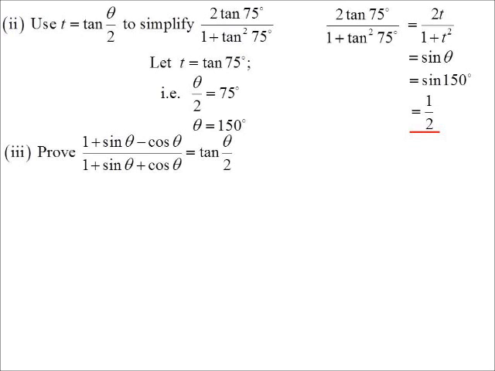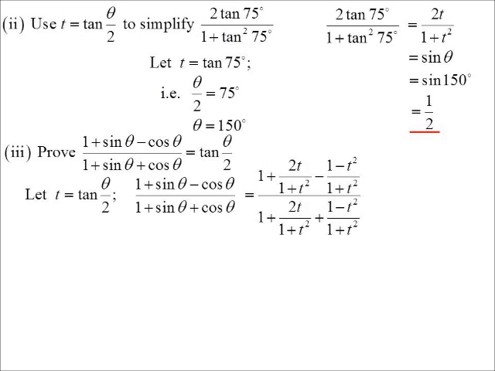We're going to prove 1 plus sine theta minus cos theta on 1 plus sine theta plus cos theta is tan theta on 2. Again, we've got a situation where one angle is double the other. So I'm going to change everything into t results, because it's a lot easier sometimes to play with polynomials than the trig identities. So 1 plus sine theta minus cos theta would be 1 plus 2t on 1 plus t squared minus 1 minus t squared on 1 plus t squared. And then on the bottom, 1 plus 2t on 1 plus t squared plus 1 minus t squared. Again, the denominators are the same. I can multiply top and bottom by 1 plus t squared.